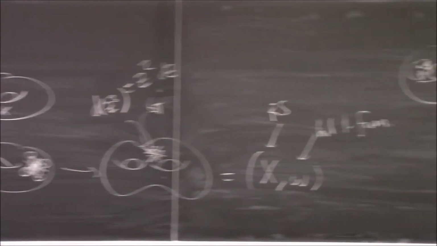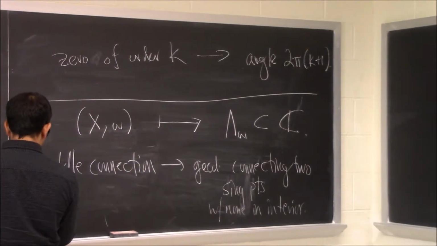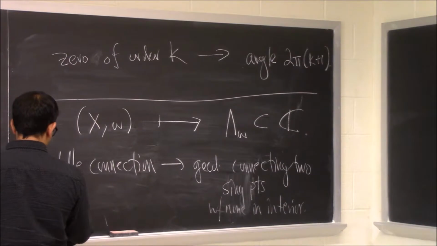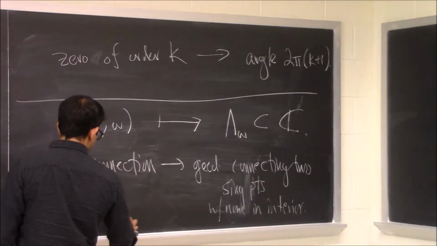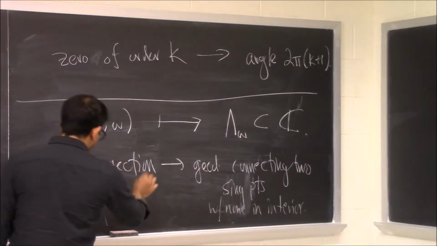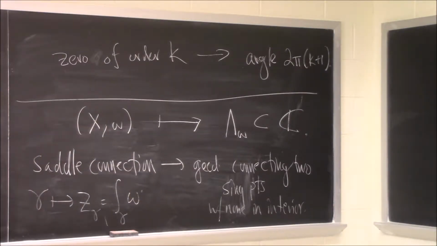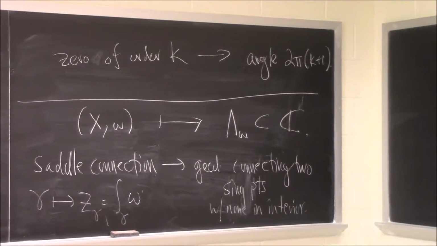So what I'm going to define, this set lambda omega, associated to each saddle connection gamma, I associate to it its holonomy vector, which I call z gamma. Z gamma is just the integral of omega over gamma. So what do you do with one forms? You integrate them on curves. So this is just keeping track of how far you went horizontally and how far you went vertically.